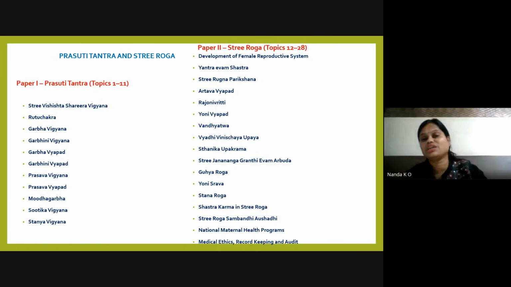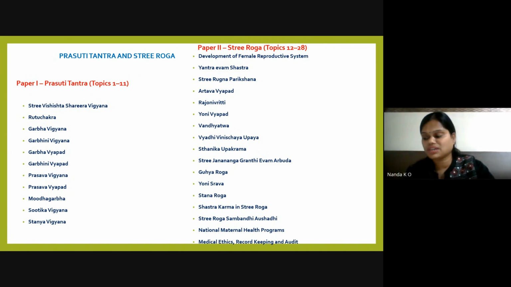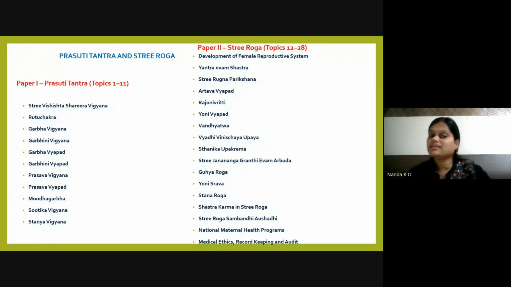it's a part and parcel even of Kaumarabhritya. Except that, in all the above topics, like Stri Vishishta Sharira Vignana, Rutu Chakra, Garbha Vignana, Garbhini Vignana, Garbha Vyapat, Garbhini Vyapada, Prasava Vignana, Prasava Vyapat, Mudha Garbha, Sutika Vignana, among all these topics, all sorts of MCQs, SAQs and LAQs, all things will come. Only exception is Stanya Vignana. They can go with a cognitive comprehensive 5 marks question, but from Stanya Vignana, as the blueprint says, they should not ask any 11 marks question.